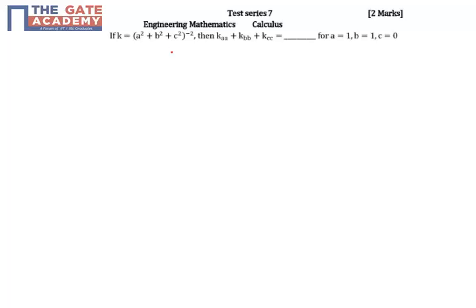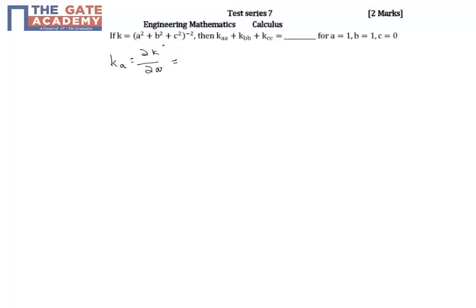So in the given problem, he is asking the value of Kaa plus Kbb plus Kcc. Kaa means the partial differentiation of K two times. So first I'll find out Ka. Ka is nothing but dou K by dou A.